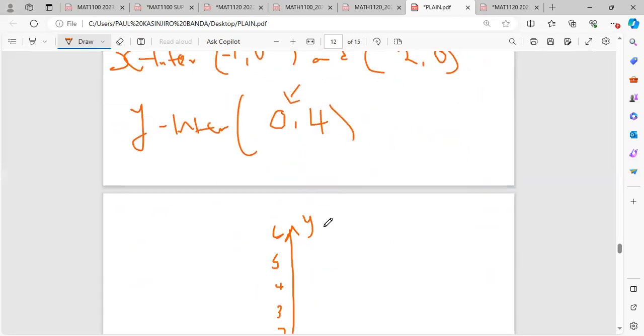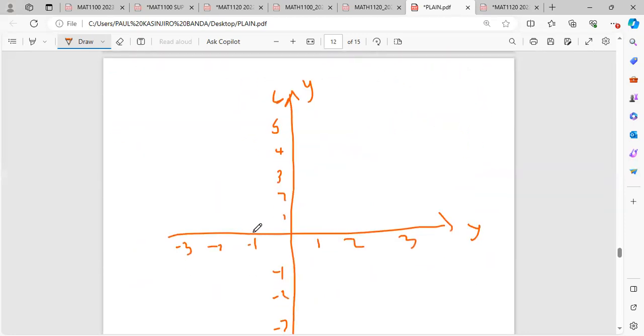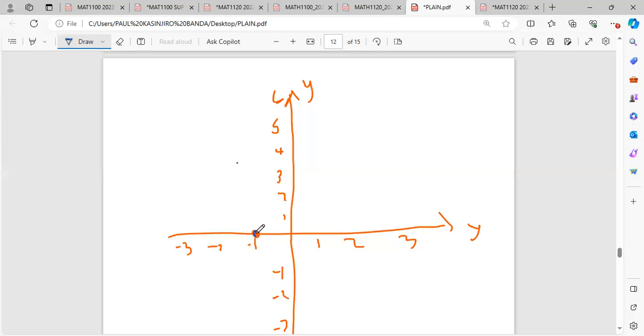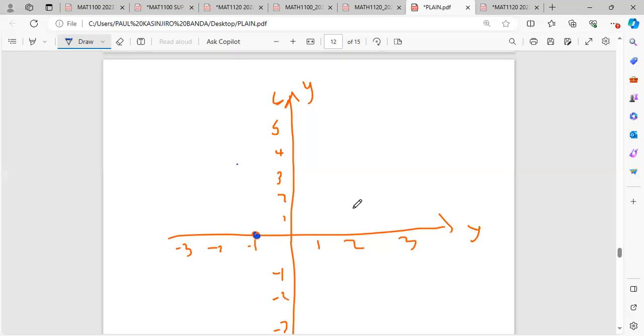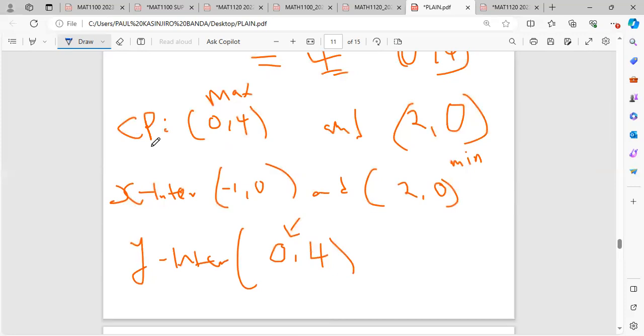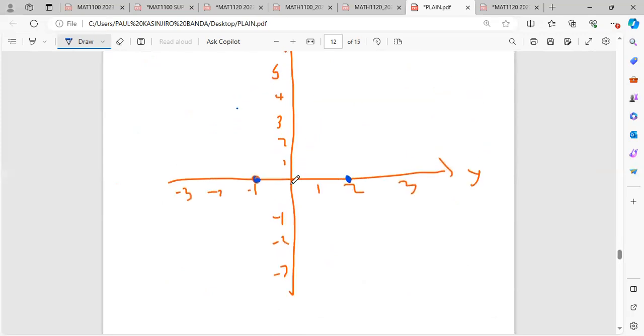Okay, so let's plot these graphs now. Okay, so x-intercept, we have 1 there. Okay, use a different color here. Okay, we have (-1, 0) as my x-intercept. I also have (2, 0) there. Okay, let me plot these critical points, or the turning points, (0, 4) there. Okay, so I can see (0, 4). Okay, so I put there (0, 4).